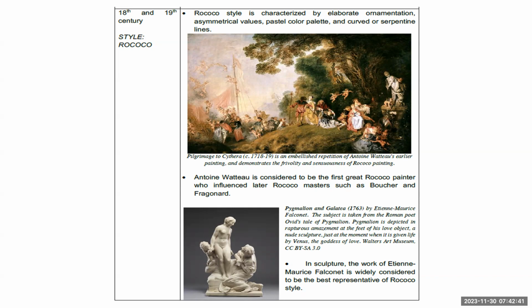Antoine Watteau is considered to be the first great Rococo painter, who influenced later Rococo masters such as Boucher and Fragonard. If we look here, the Pygmalion and Galatea is one of the famous sculptures by Etienne Maurice Falconet. The subject is taken from the Roman poet Ovid's Tale of Pygmalion. Pygmalion is depicted in rapturous amazement at the feet of his loved object, a nude sculpture, just at the moment when it is given life by Venus, the goddess of love.